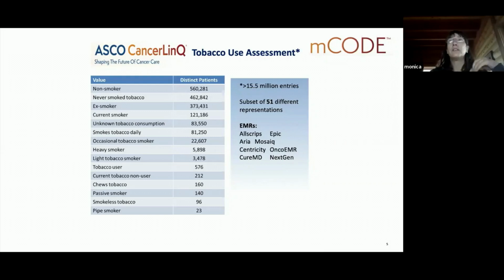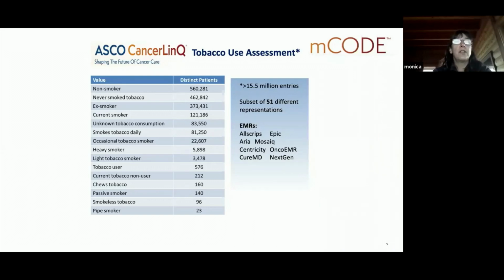relatively straightforward question was answered in data that was collected out of the EHRs that you see here: Allscripts, Epic, Aria, Mosaic, etc. And if you look down through this with the eyes of someone who is a clinical researcher trying to understand how you would put together a data set and understand the impact of smoking on whatever other endpoint you're trying to use, all the different representations of tobacco use make it incredibly difficult to conduct very high quality, outcome-driven research.